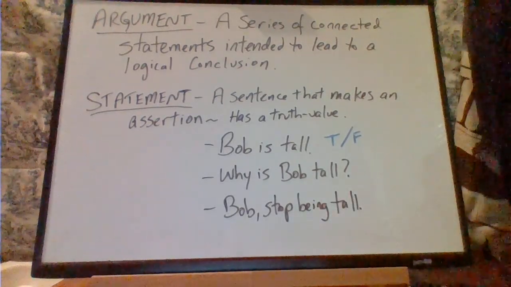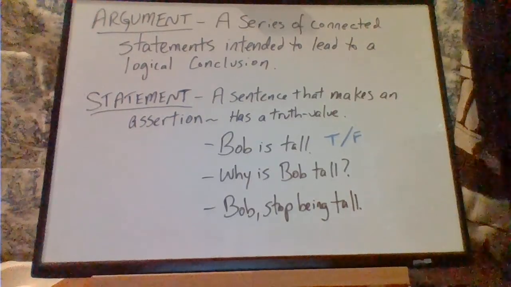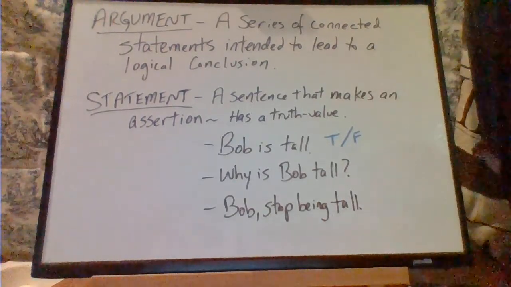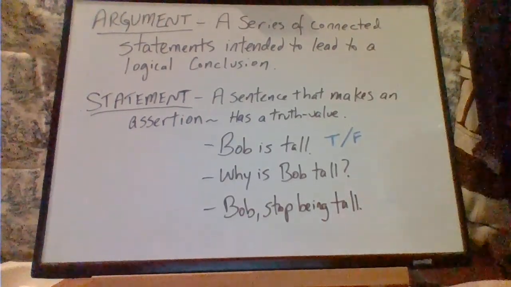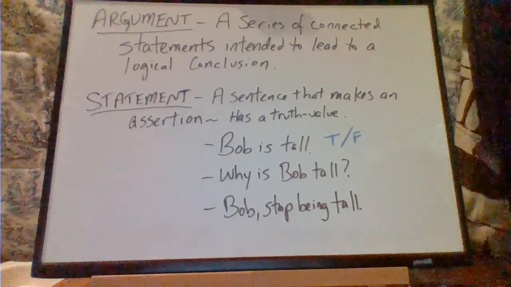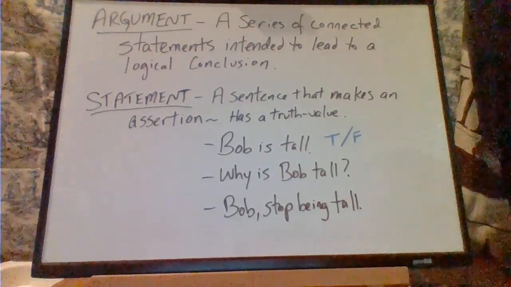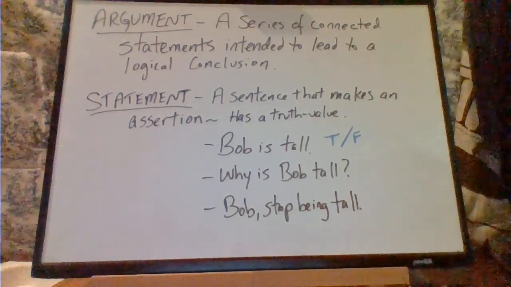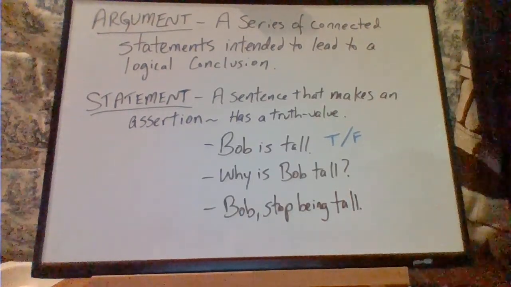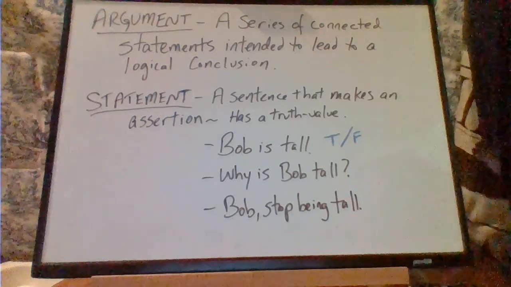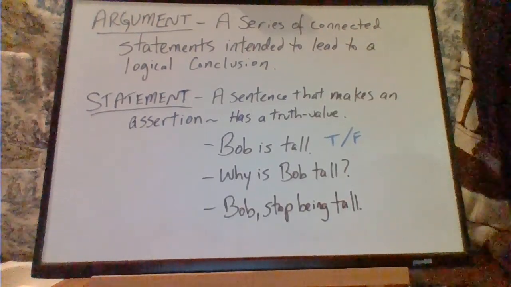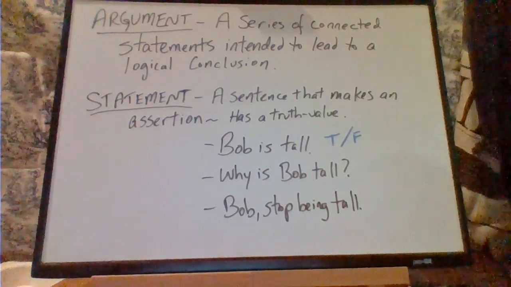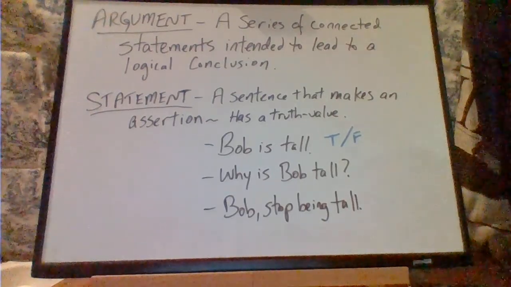Now, in your book on page 15, there's exercise 2-1, and the idea here is just to use this to try to determine what is a statement and what is not. I'm not going to make a big deal out of this because I think it's a fairly easy, straightforward thing, but let me just go through a couple of them with you. The first one says, please close the door. Well, please close the door is kind of like Bob, stop being tall. It's asking you or telling you to do something, but it's not making an assertion. There's no truth value, so it's not a statement. Number 2, on the other hand, says, if you don't close the door, the dog will get out.